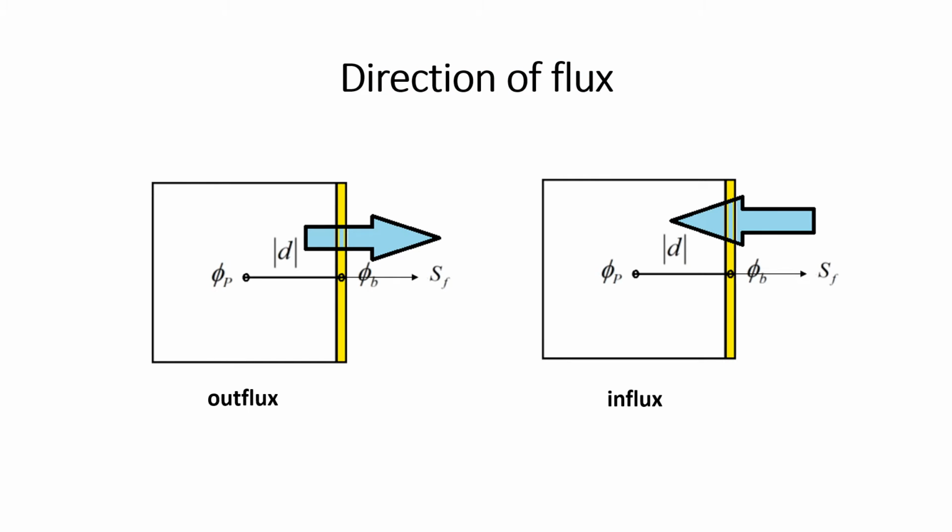But we are talking about reverse flow. How does it consider the reverse flow? We need to check the direction of the flux. We already know these two diagrams from our previous boundary conditions, but I'll still go through it. At the cell center, we have phi p, the variable value. At the face, at the boundary center, we have phi b, and the surface area normal is SF, and the distance between the two is magnitude d.